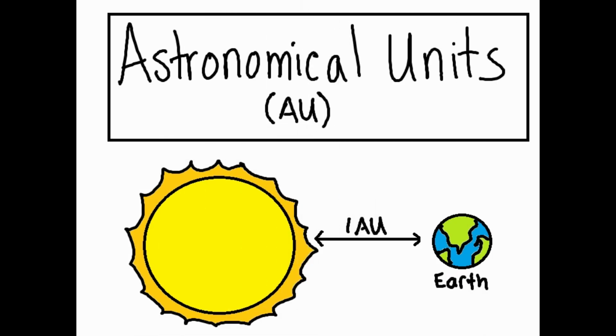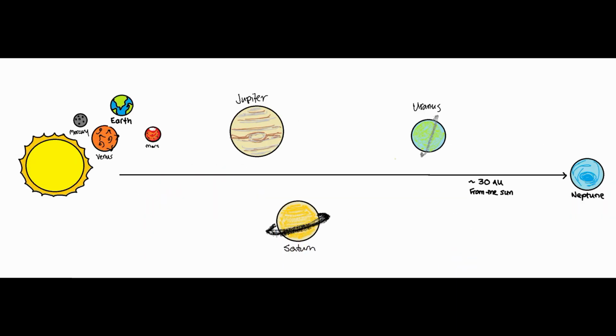Our first unit of measurement are AUs, or Astronomical Units. The average distance from the Sun to Earth is 1 AU. This is great for measuring between planets in our solar system. For example, Neptune is 30 AUs away.